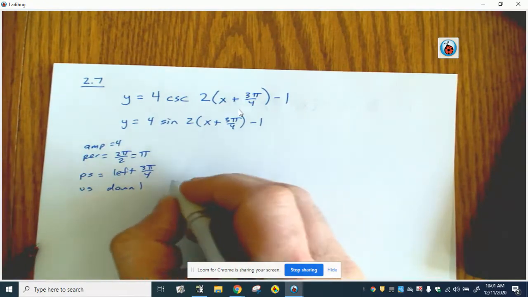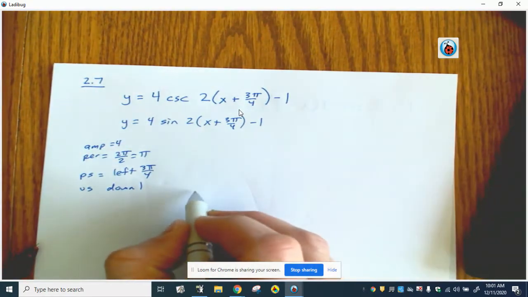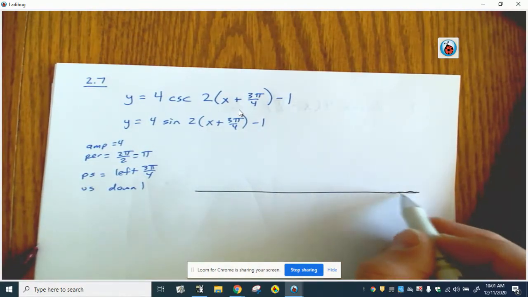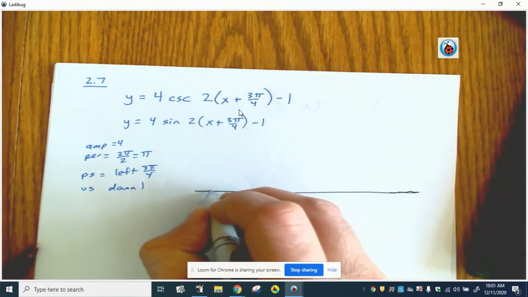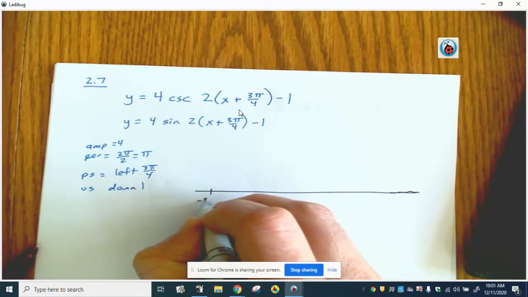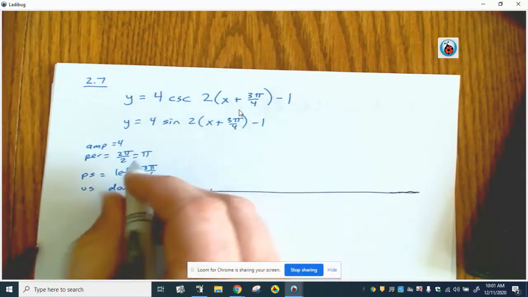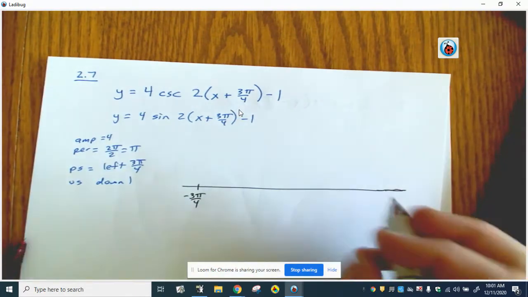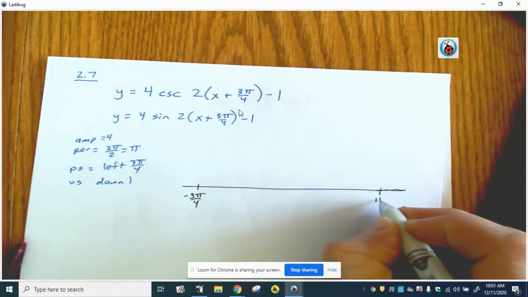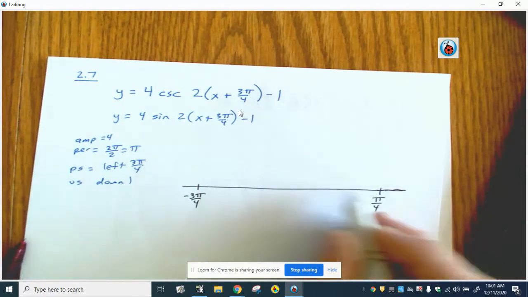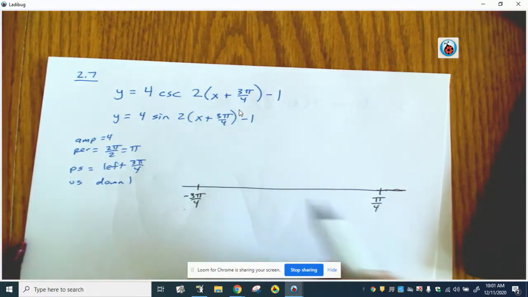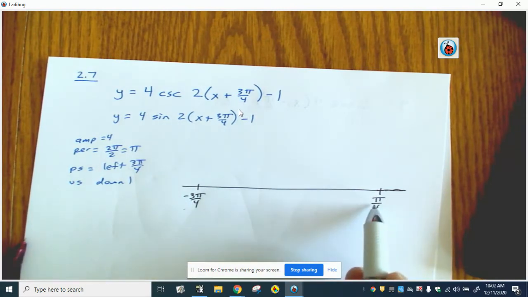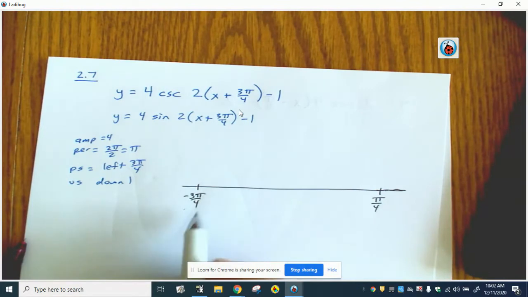So I've got to go left. It wouldn't be a bad idea, don't be in a hurry to put your y-axis in all the time. Just go left 3 pi over 4. Add your period. Period would be 1, so -3/4 plus 1 would be +1/4. Midpoint that. Notice I haven't put my y-axis in there. You don't have to. -3/4 plus 1/4 would be -2/4.